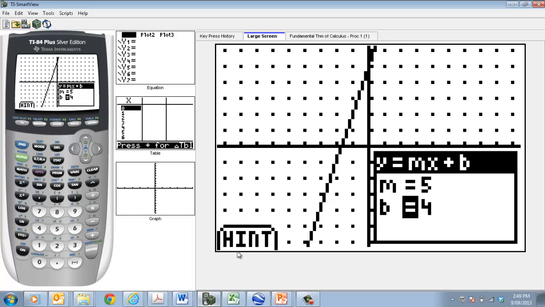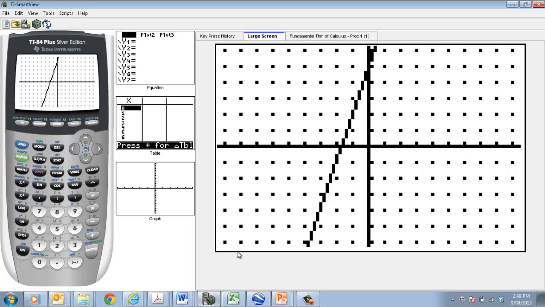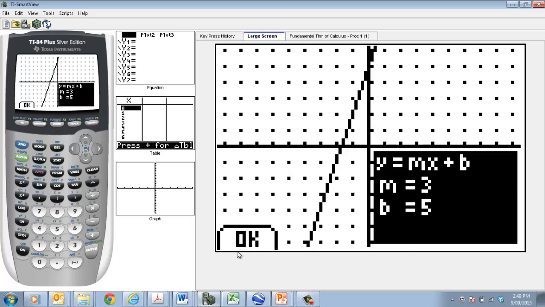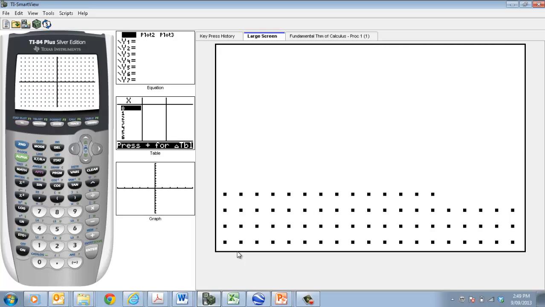Right, and we can graph that. Enter by graphing. And you can see it will actually, oh no, it's too steep. Okay, I think I got one of the points right. It doesn't like that, so you click on there, it'll tell you what the answer is. Okay, so it's got a slope of 3 and goes through 5. Press that button up over there to go to the next one.